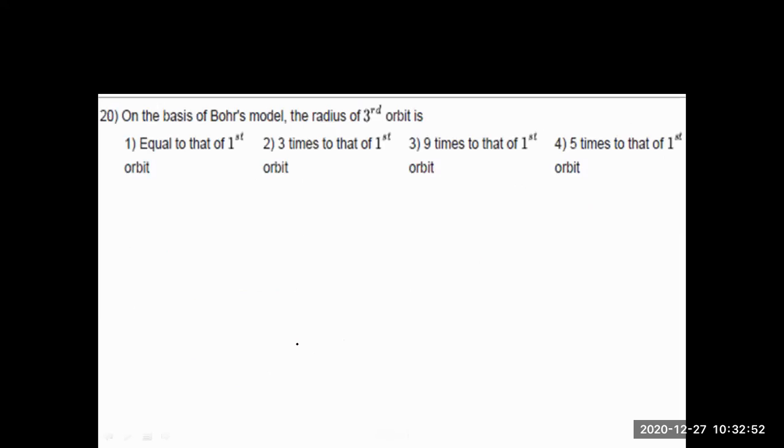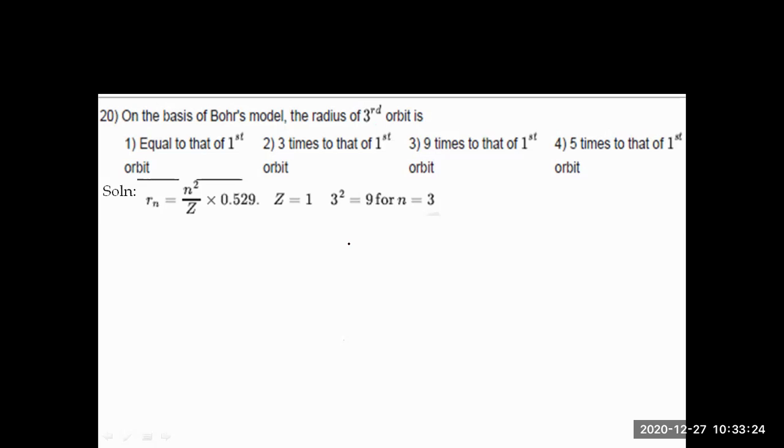Next, 20th we'll take. On the basis of Bohr's model, the radius of third orbit is... Third option, sir. Yeah. You have to use the expression for the radius. Radius of electron in nth orbit of hydrogen and hydrogen-like species is given by n square divided by Z into 0.529, or people write 0.53, no problem. Okay. So now they are asking the radius of third orbit.